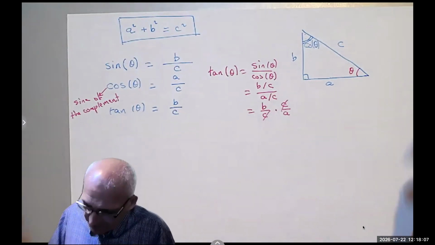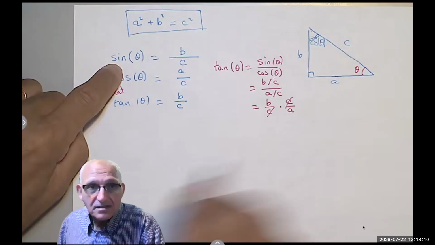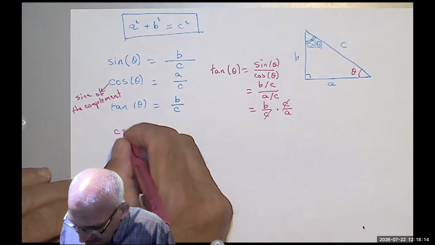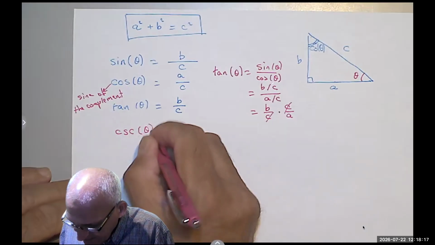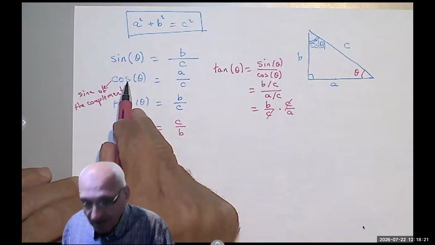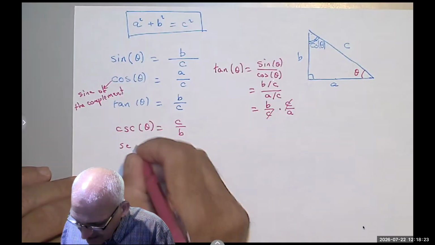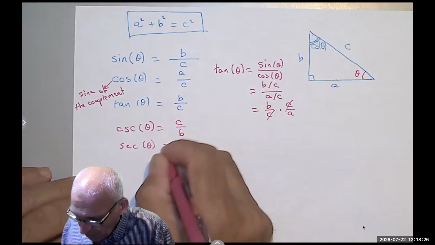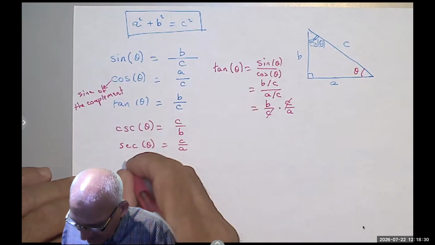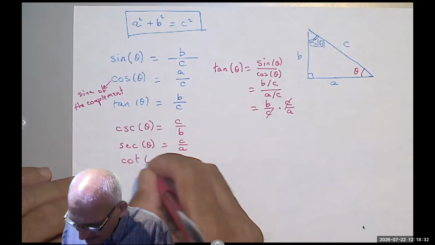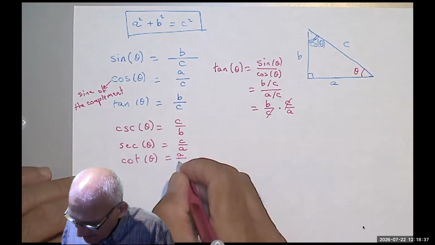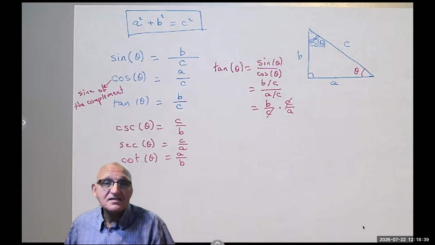Now, the reciprocal of sine, meaning C over B, is called the cosecant of theta, which is C over B. And the reciprocal of cosine is secant theta, or C over A. And the reciprocal of tangent is called cotan theta, which is A over B in this case. So these are the six.